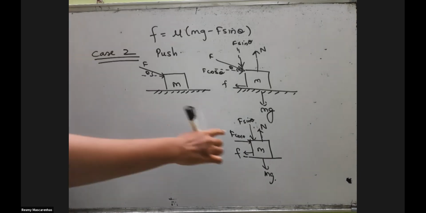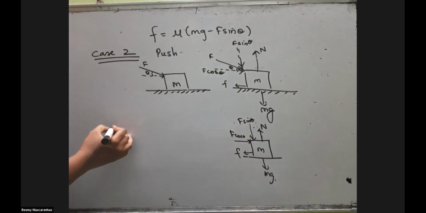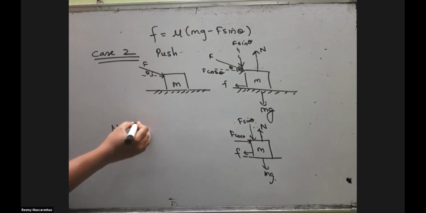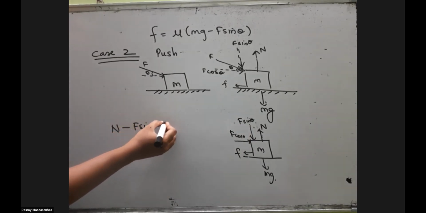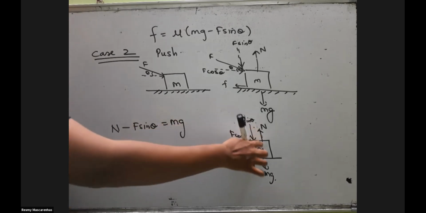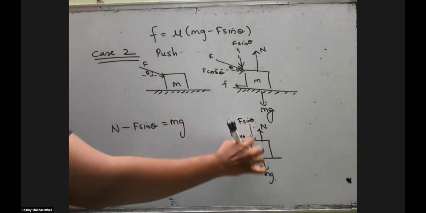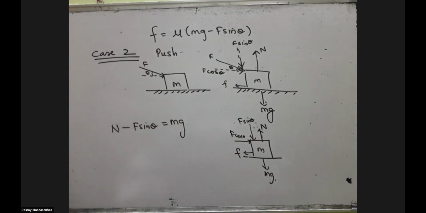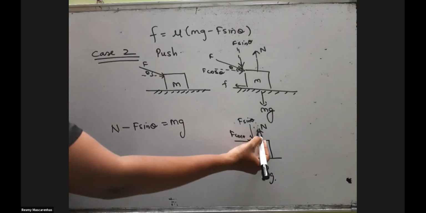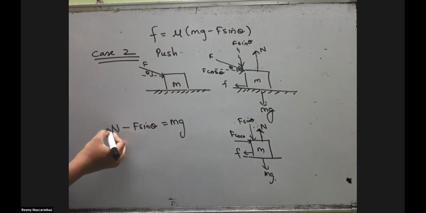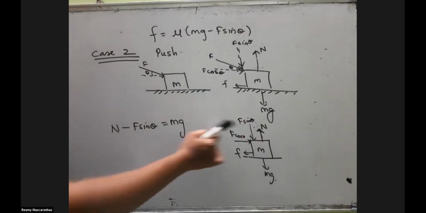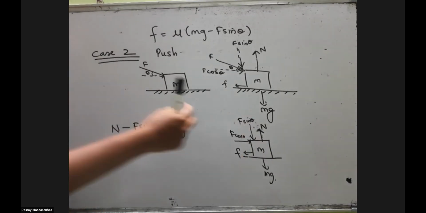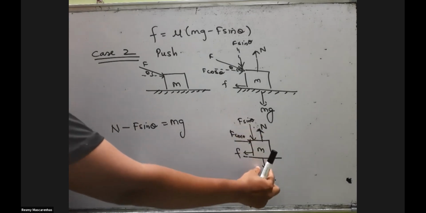So what will happen? This will be what? N minus F sine theta equals mg. N is positive in this direction, and F sine theta is coming in the opposite direction, so this will be minus. In the previous case, both were going upward, so both were positive. But now only one is going upward, so only that will be positive. This one is coming downward, so that's why it will be minus. So these two are equal.